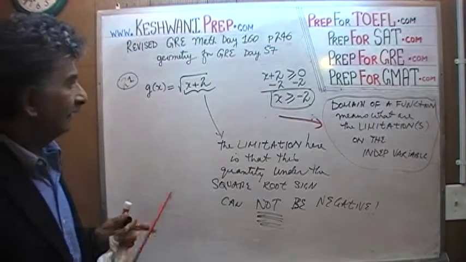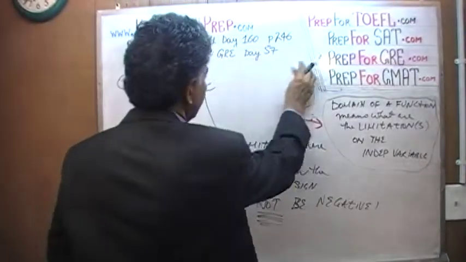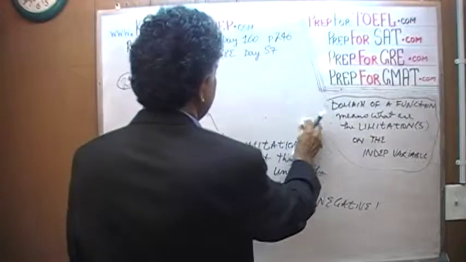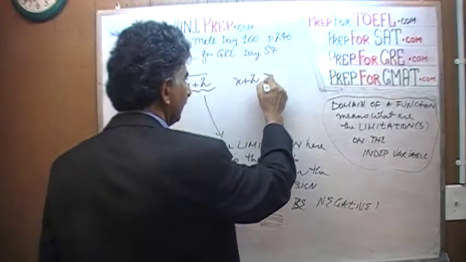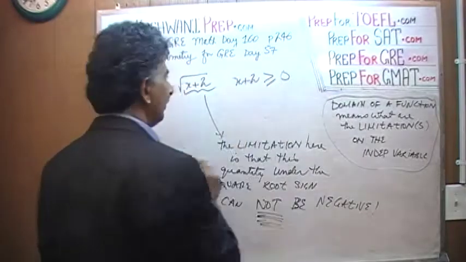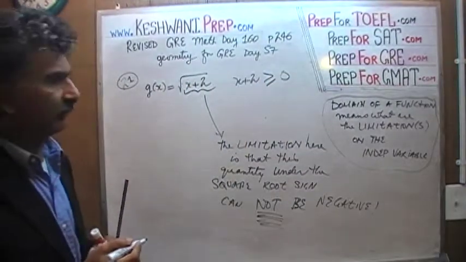And how do we say that? This is how we say it. We say that this quantity x plus 2 has to be greater than or equal to 0. It's okay for it to be equal to 0. We can find the square root of 0, obviously.